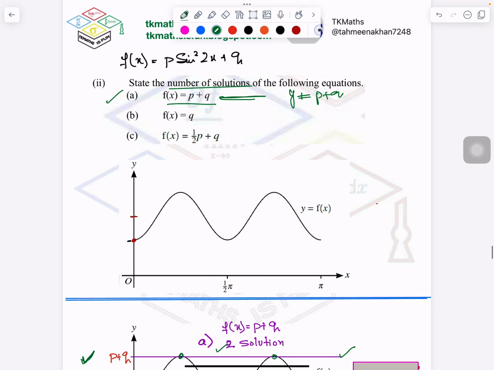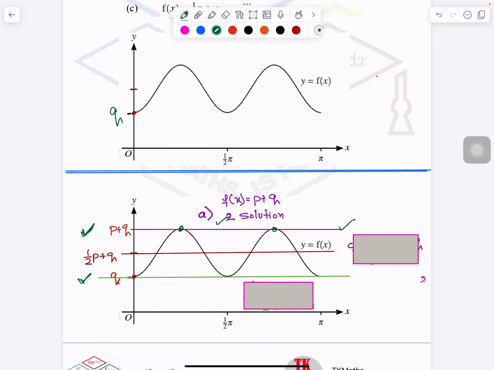Now where was the line q? It was here. So now if you look at this green line, because y equals q will be a horizontal line, at how many points is it intersecting the curve? 1, 2, and 3. So you have 3 solutions.